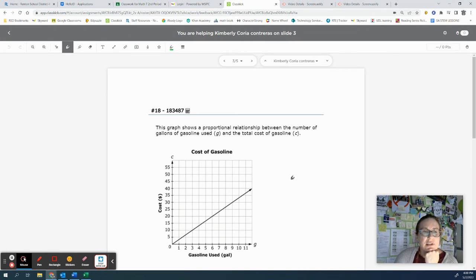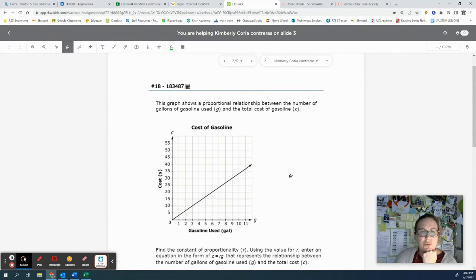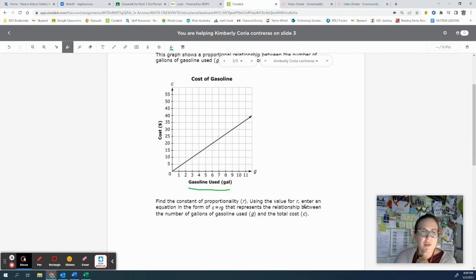Love graphs. Okay, the graph shows a proportional relationship between the number of gallons of gasoline used, so 1 gallon, 2 gallons, 3 gallons, and the total cost of the gasoline. So G is our gallons and C is our cost. Find the constant of proportionality. Remember, that means unit rate. So we're looking for the unit rate using the value for R.